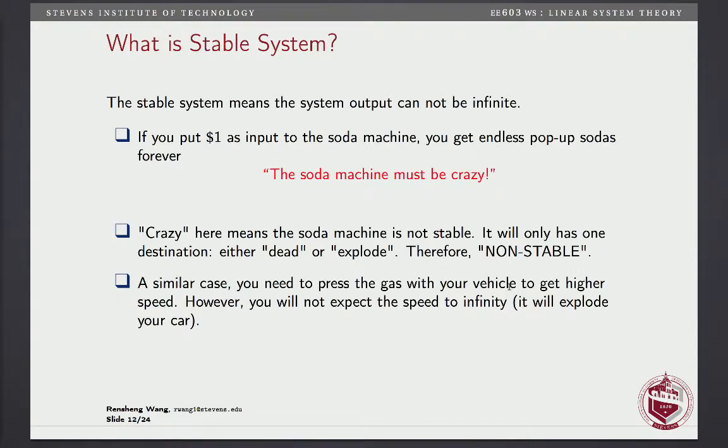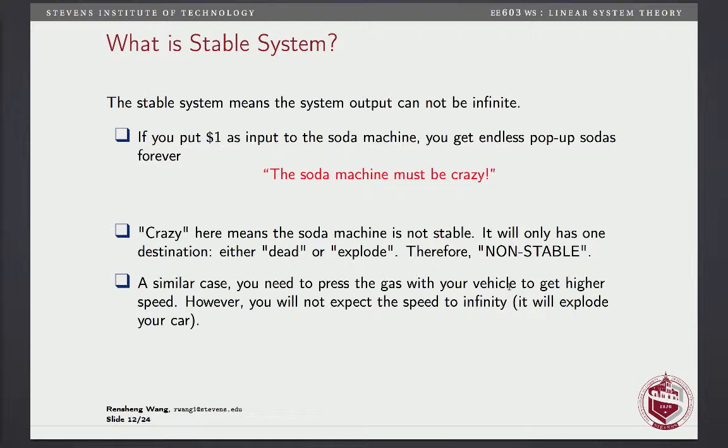The last one we talk about is the stable system. A stable system means the system output cannot be infinite if the input is finite. Just imagine you put in $1. $1 is $1, a finite input. You put $1 in, and if the soda machine pops up sodas endlessly forever, what can you say? The soda machine must be crazy, right? Crazy here means the soda machine is not stable. It only has one destination, either dead or exploded.